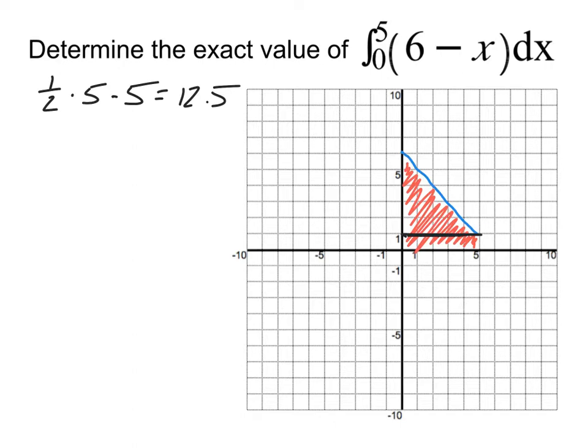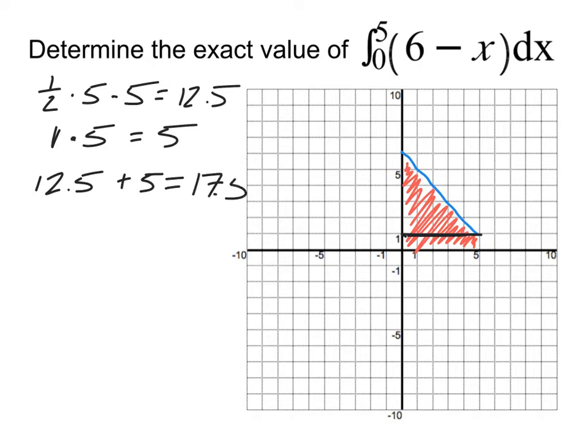And then I add to it the area of the rectangle that it's sitting on, which is 1 unit tall by 5 units wide, and so that has an area of 5. To find the total area, I do 12.5 plus 5, and so we find that the integral equals 17.5. Again, that's the area under the curve.